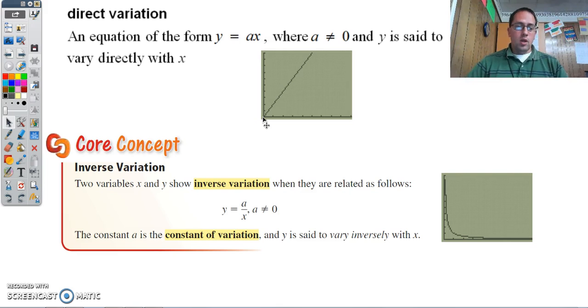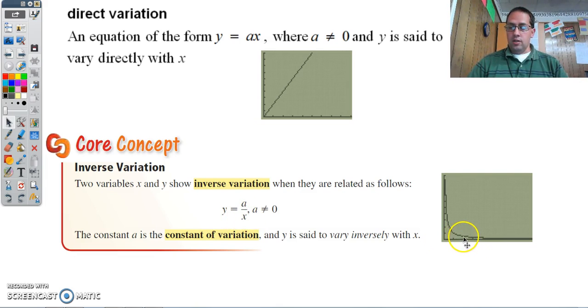Okay. Inverse variation. Two variables x and y are inverse variation if it was like this. Y equals a divided by x. Again, where a is not 0 because 0 divided by anything is 0, right? So the difference here with direct variation, it's a times x. With inverse variation, it's a divided by x. And in both cases, a is the constant of variation. Right? And here we say that y varies inversely with x.